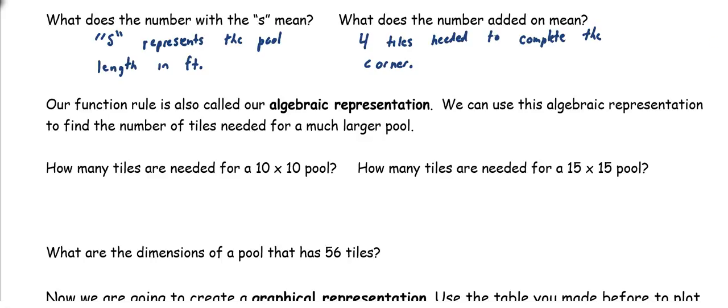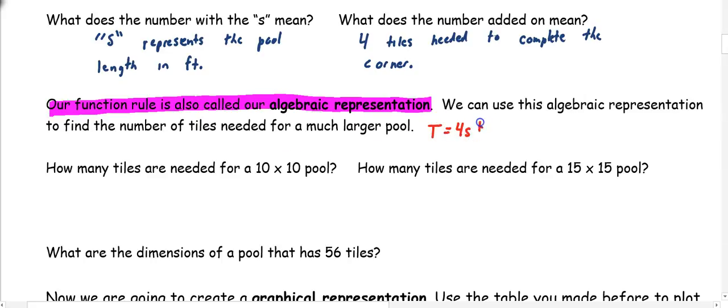So our function rule is also called an algebraic representation. We can use this algebraic representation to find the number of tiles needed for a larger pool. So instead of sitting there and drawing this out, we now have our function rule, t equals 4s plus 4. And if we're given the size of a pool, we can plug that in for s. So for a 10 by 10 pool, we would have 4 times 10 plus 4. 4 times 10 is 40, plus 4 is 44 tiles.